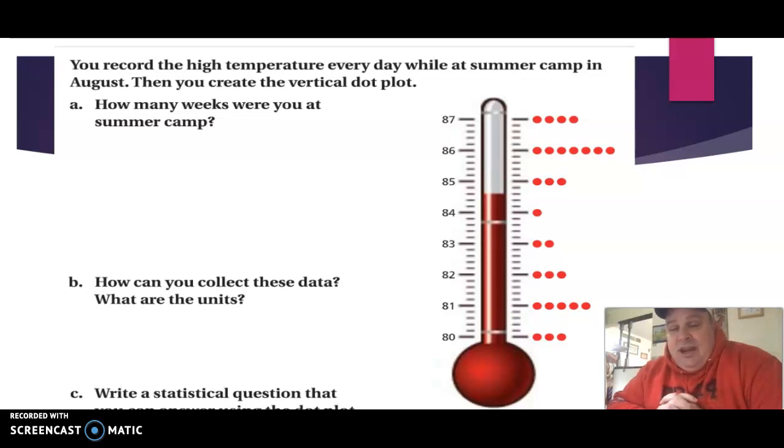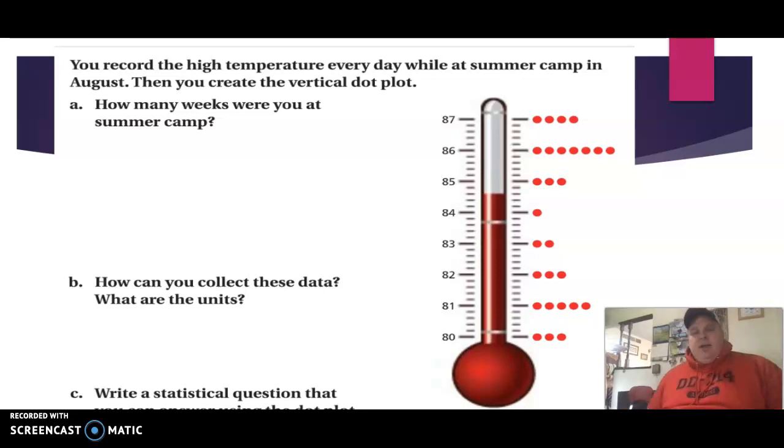What are the units in this data? Remember I said it's important to have labels? Well, let's look. 87, 86, 85, 84. What do you think that's talking about? That's right. Degrees Fahrenheit would be our unit. Okay? And when you look at a dot plot, you should be able to ask a statistical question. Can you think of a statistical question right now with this dot plot? Go ahead and press pause and come up with one statistical question.